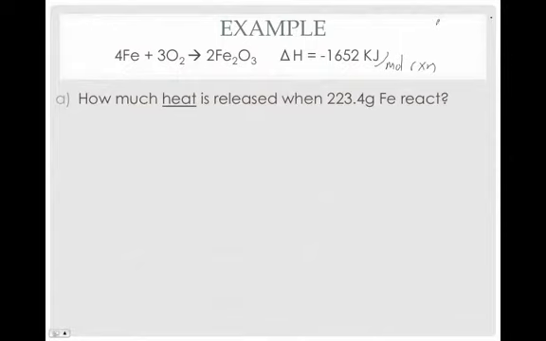So the question is, how much heat is released when 223.4 grams of iron react? Well, just like in previous stoichiometry problems, we're going to start out by underlining our given of 223.4 grams of iron and boxing what we're looking for. So we're looking for heat, so we put the heat into a box. Okay, so just like all stoichiometry, you start out with your given.